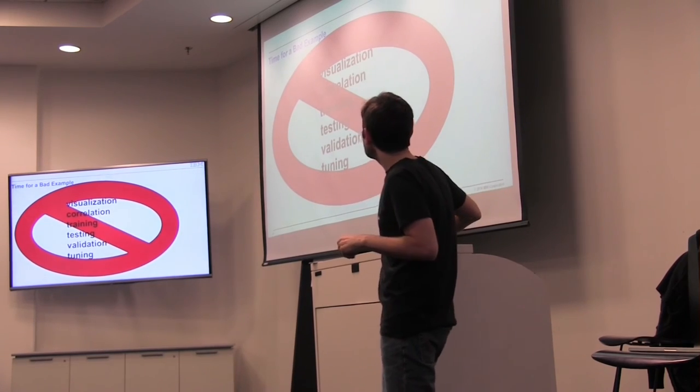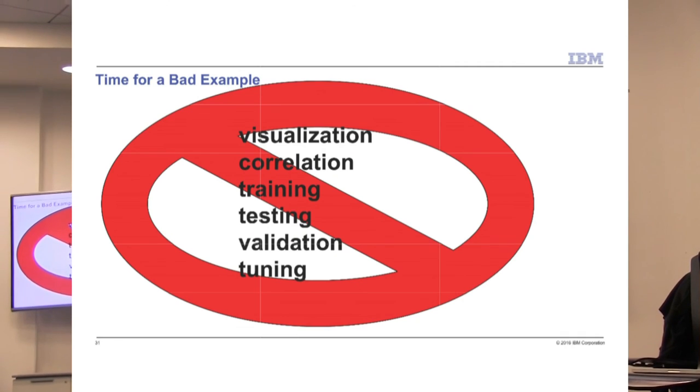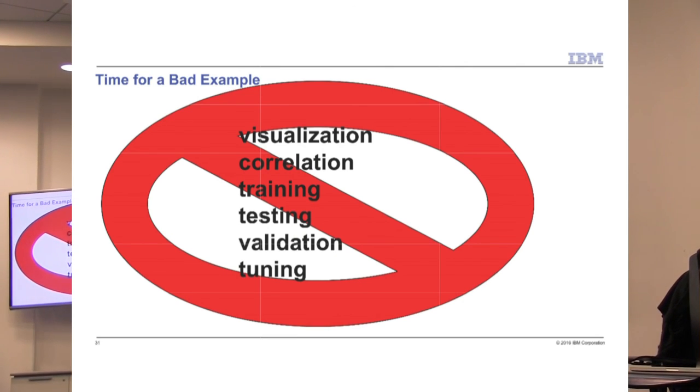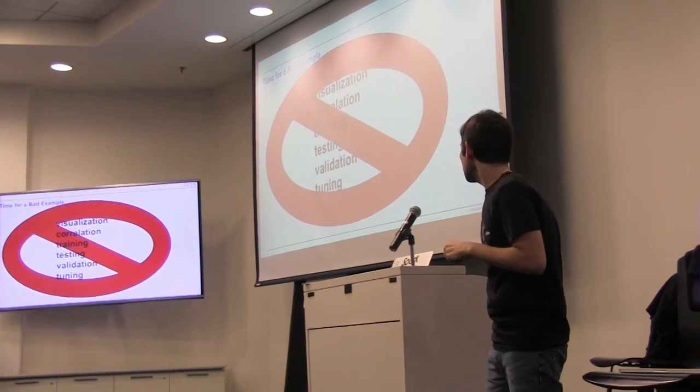So it's time for a bad example. So I'm going to show you an example with no visualization of data. I'm not even going to look at variable correlation. There's not going to be a training set. There's not going to be a test set. I'm not going to validate the model. I'm not going to tune the model.